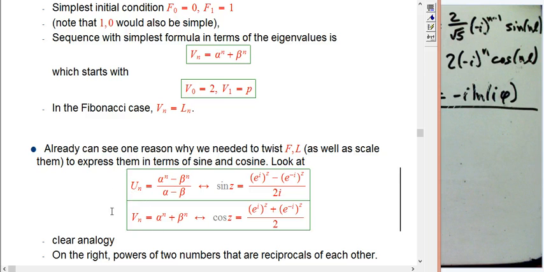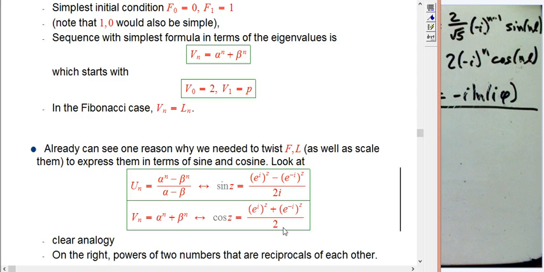In any general Lucas sequence situation, the u_n, which starts with 0, 1, one of the simplest cases, there's sort of an analogy here. We've got something to the n minus something to the n, over a constant. Here's something to the z minus something to the z, over a constant. With v sub n, alpha to the n plus beta to the n, and I claim that's analogous to cosine.